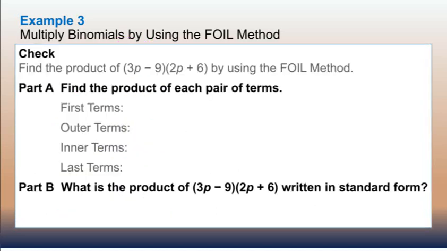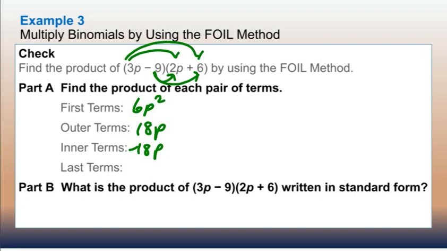Next one here, we're just going to break it apart. So we have, find the product of this one. The first term, 3p times 2p is 6p squared. Outer terms, 3p times 6 is 18p. Inner terms, negative 9 times 2p is negative 18p. And negative 9 times 6 would give us a negative 54. So now if we add our like terms, the product of that would be 6p squared minus 54.